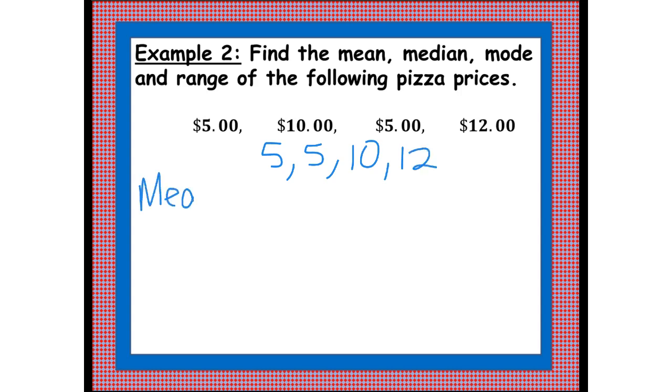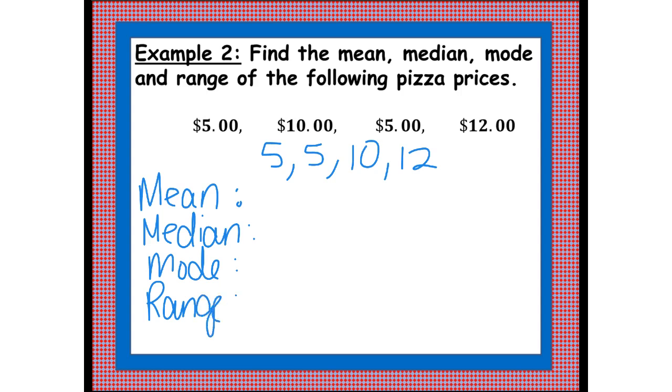So then I'm going to write over here the mean, the median, the mode, and the range. So my mean, I have to add up those numbers. So 5 plus 5 is 10, plus 10 is 20, plus 12 is 32. So I have 32 divided by 4. I'm dividing by 4 because I have 4 numbers. And 32 divided by 4 is 8.